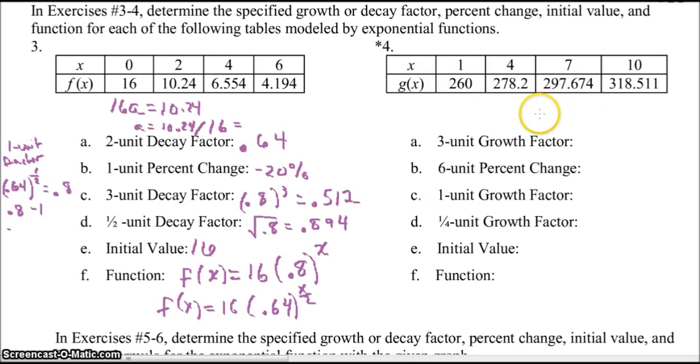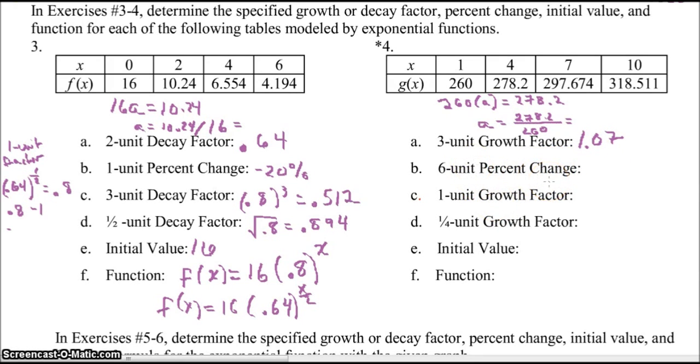we have another nice looking table. Notice that here the inputs are all increasing by 3, so we can find the 3 unit growth factor. 260 multiplied by the 3 unit growth factor will equal 278.2, and 278.2 divided by 260, that's 1.07. There's our 3 unit growth factor.